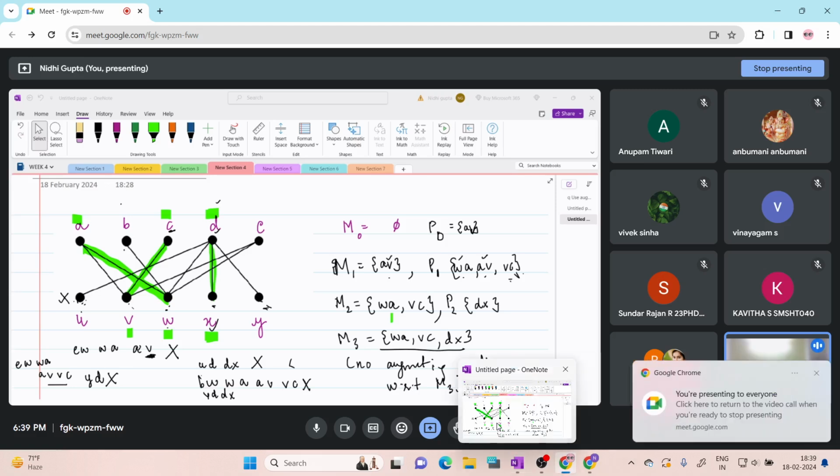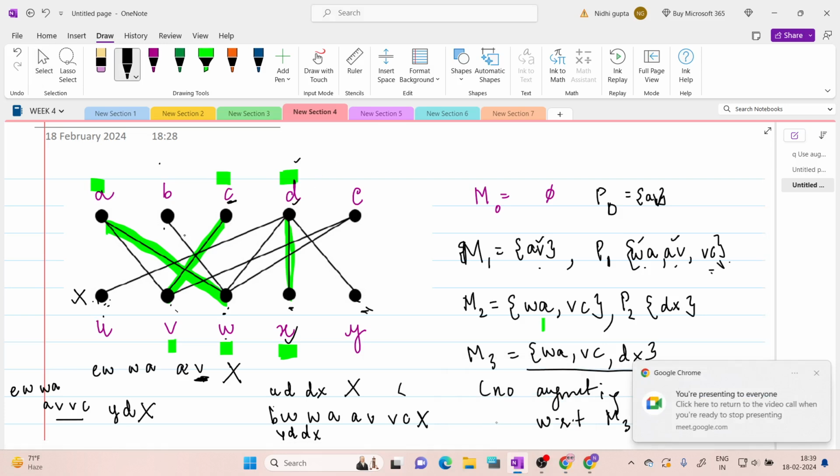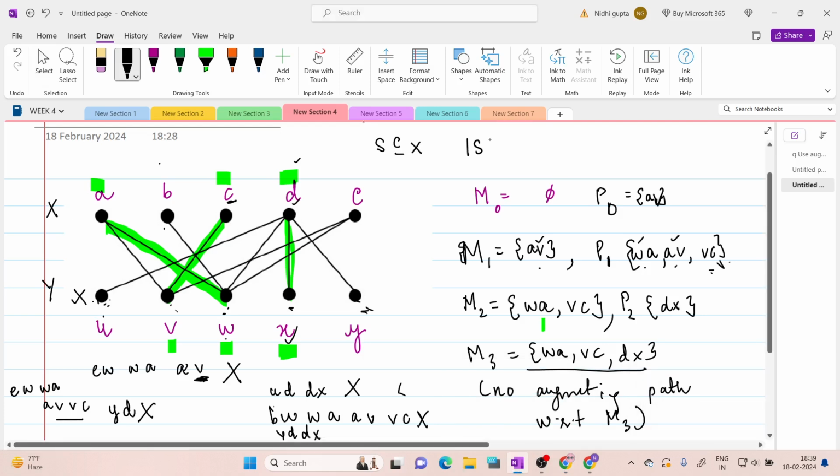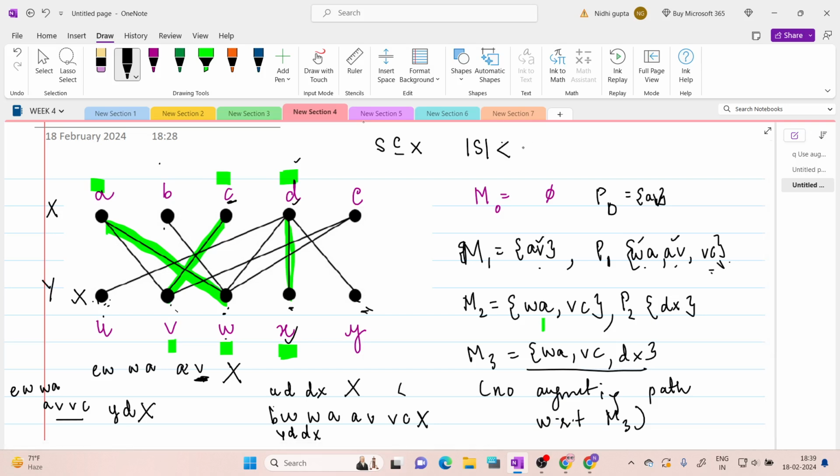So does everyone understand what you have to do? Basically, if this is X and this is Y, give me a subset S of X such that the order of S is strictly greater than the order of the neighbors of S. If we have such a thing, then it will not have a matching which saturates X. So can you find such an S? I'm just trying to conclude the same thing using Hall's theorem.